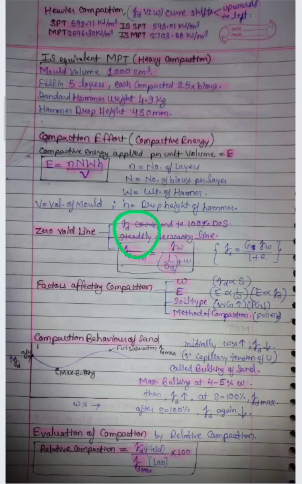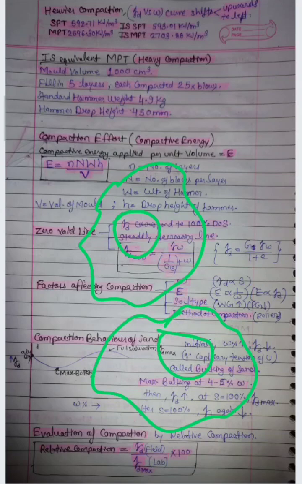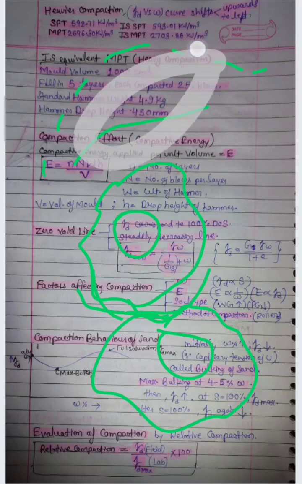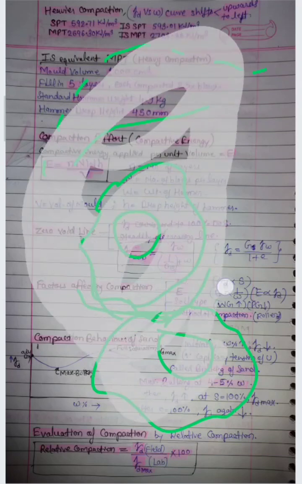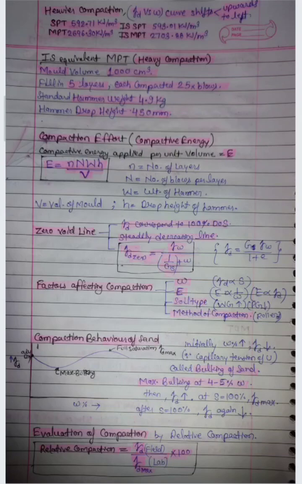Bulking means the sand particles will attract water around them, so there will be maximum distance between two sand particles because there is water between them. The volume of the sand will increase suddenly, and this increased volume is due to the water inside the pores. Then again the unit weight will start to increase suddenly, reach a full saturation point, and then start falling down. So this is the behavior of the sand as we increase the water content.